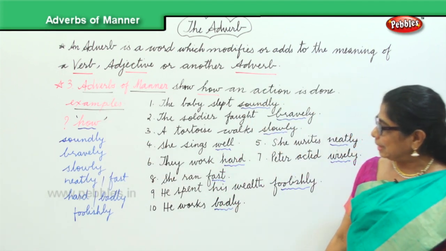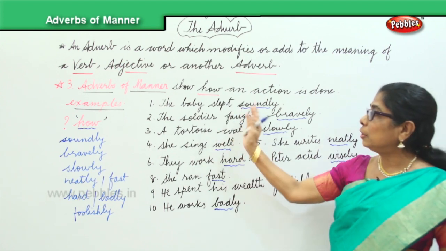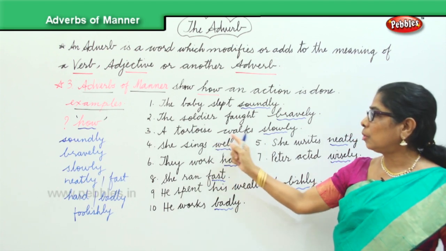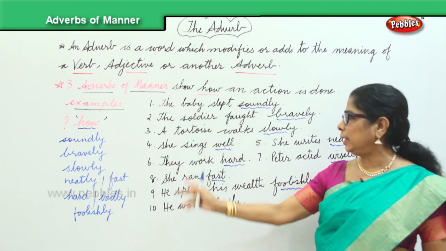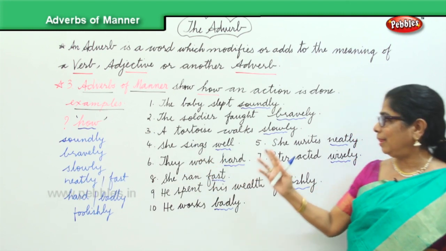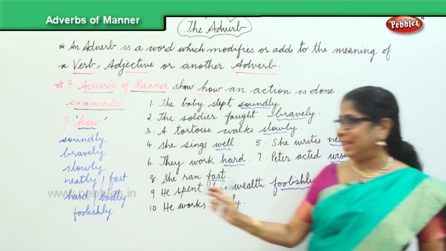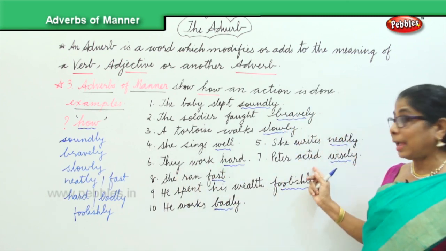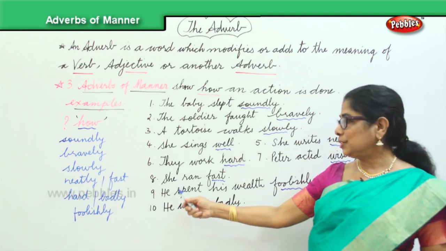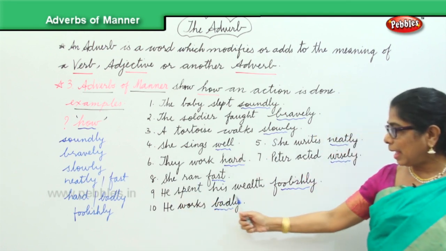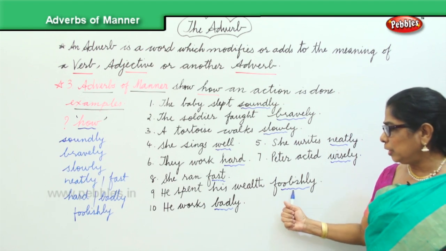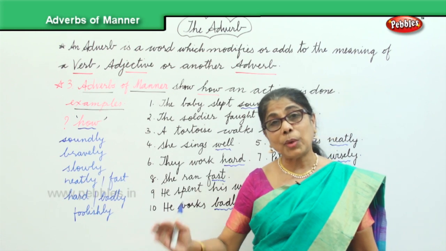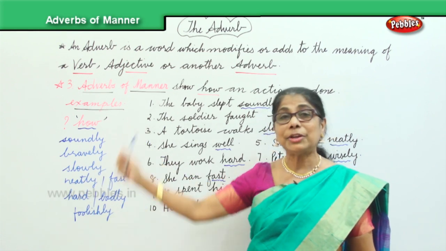So in these 10 sentences we have the baby slept soundly, the soldier fought bravely, the tortoise walked slowly, she sings well, she writes neatly, they work hard. Peter acted wisely. She ran fast and he spent his wealth foolishly and he works badly. Now we have learned to identify adverbs of manner.